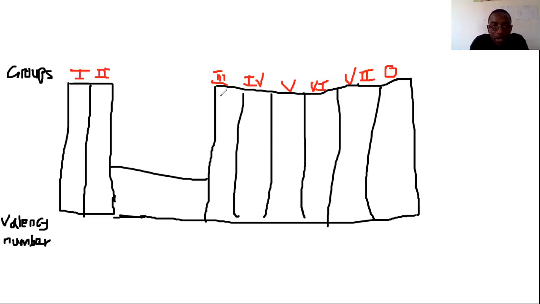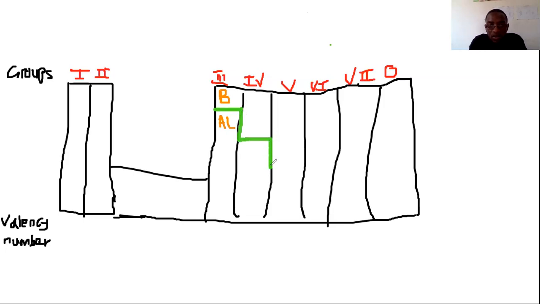Now, here, our interest is in group 3. In group 3, we have B, which is boron, and below we have aluminium. Between those two elements, we have this.